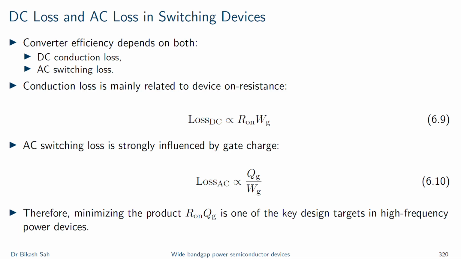So converter efficiency contains DC conduction losses and AC switching losses. Conduction losses decrease when the on resistance decreases. In the simplified scaling that we have here, DC loss is basically proportional to R1 times the gate width. Increasing the gate width gives us a wider conduction path and low resistance, but the same larger device also has more gate charge, output charge, and capacitance. Therefore, AC loss increases with charge.